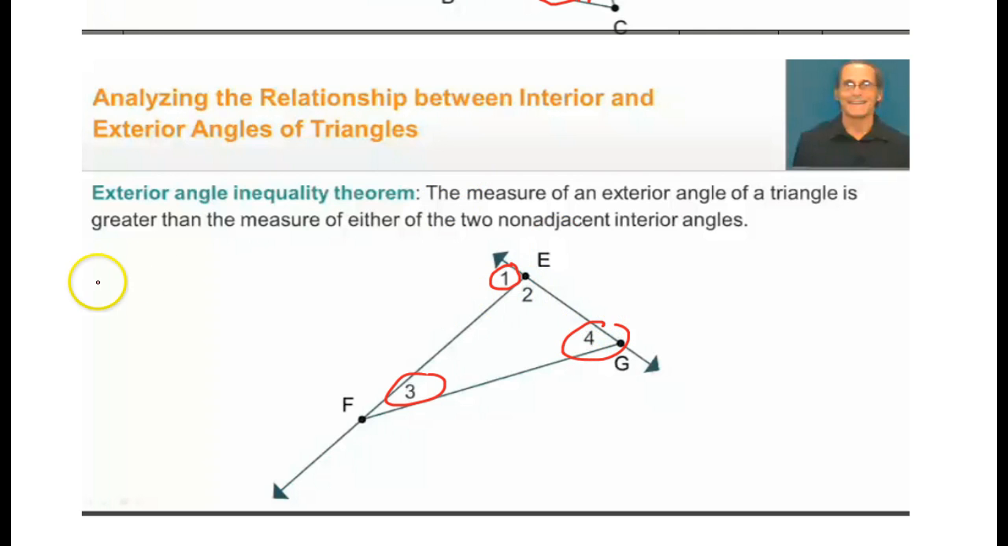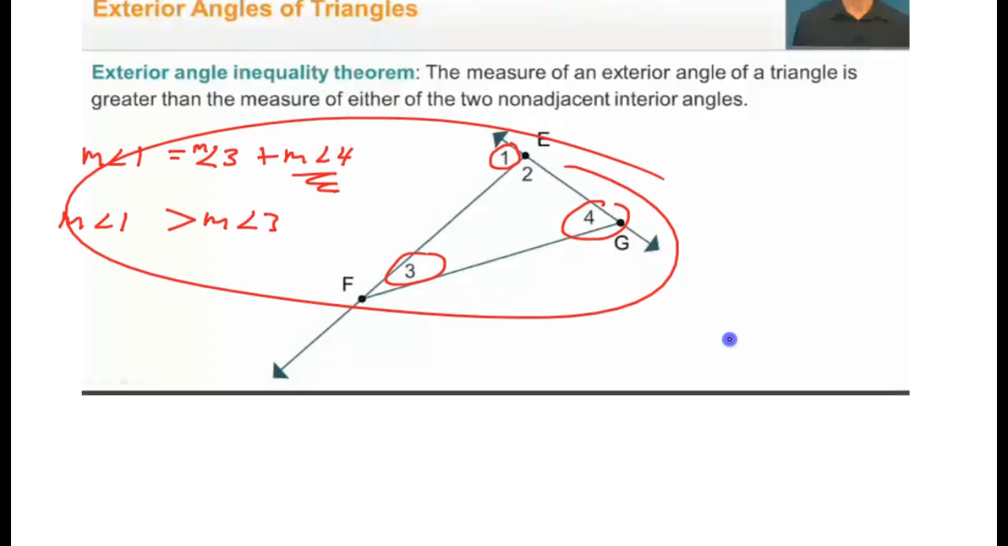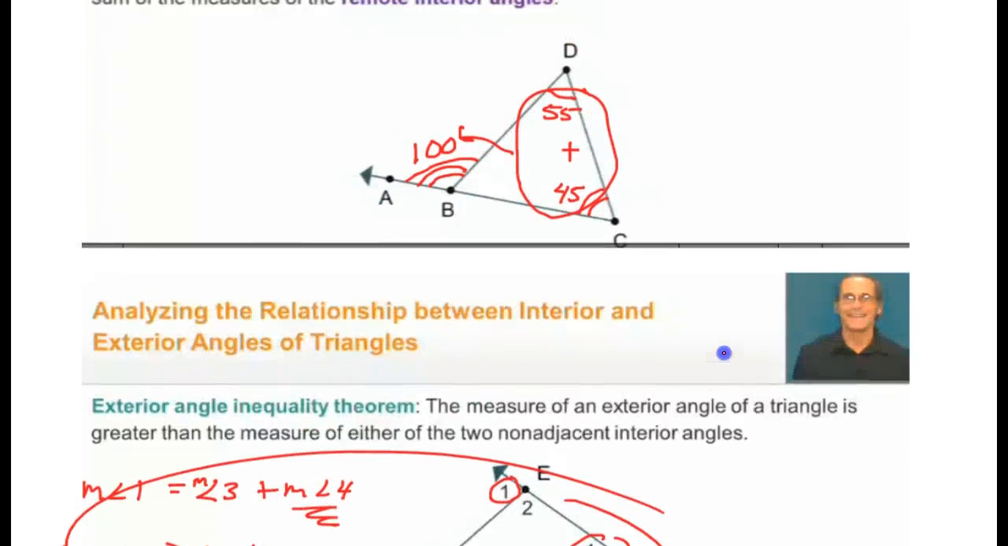But obviously, if the measure of angle 1 is equal to the sum of the other two, if it's equal to the measure of angle 3 plus the measure of angle 4, then obviously it has to be bigger than either one of these by itself. The measure of angle 1 has to be bigger than angle 3 because it's equal to angle 3 plus some other stuff. So I'm not even sure why this one is necessary, but hey, we've got it if we need it.